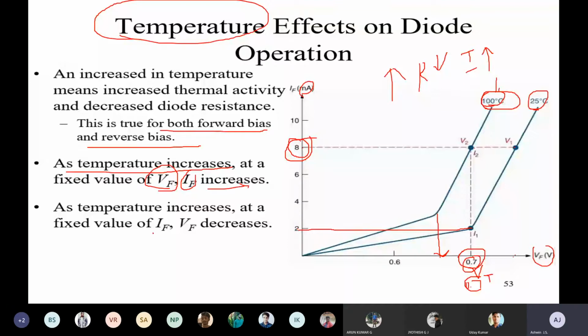And here in the second statement, I'm keeping current as a fixed value and I'm checking the voltage. Does voltage decrease or increase? See, if I'm keeping 8 milliamps constant, during 25 degrees Celsius the voltage is higher, and during 100 degrees Celsius the voltage is lesser. So that's why they represent VF is decreasing. If I'm keeping the VF constant, IF is increasing. Okay, so this is the effect of temperature during forward bias.